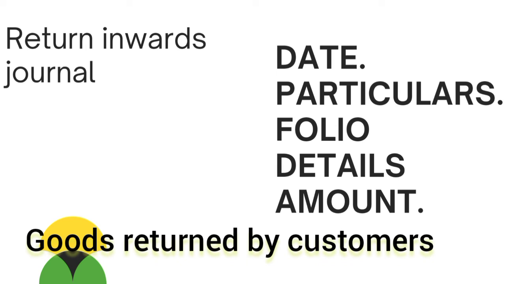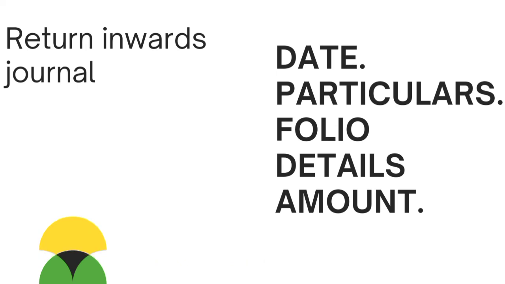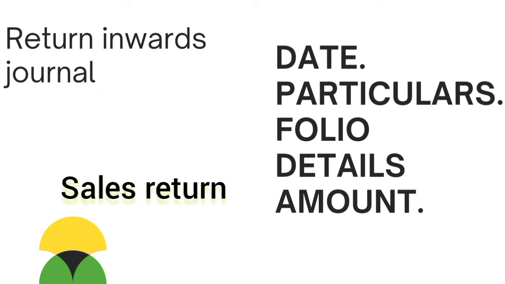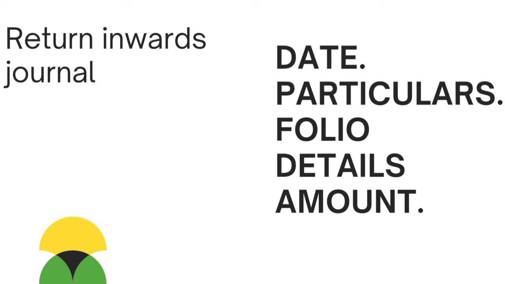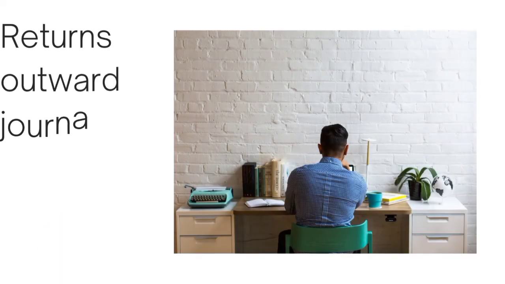And then the third is return inwards journal. Take note of this. Goods returned by customers to the organization are called return inwards or sales return. The format for this is date, particulars, folio, details, and amount. It is transferred to the debit side of return inwards.